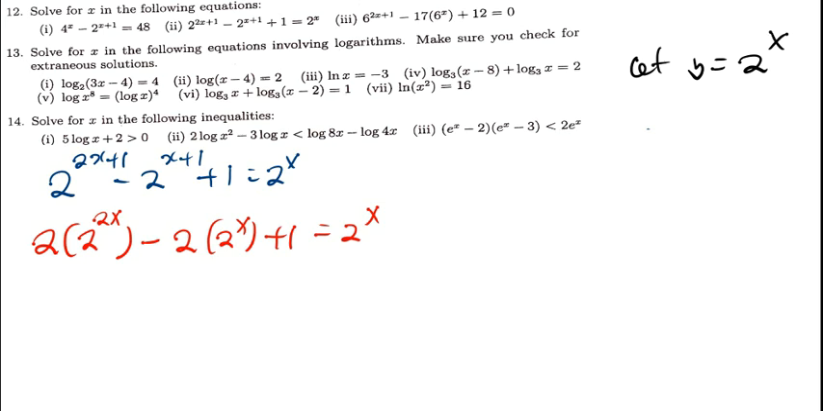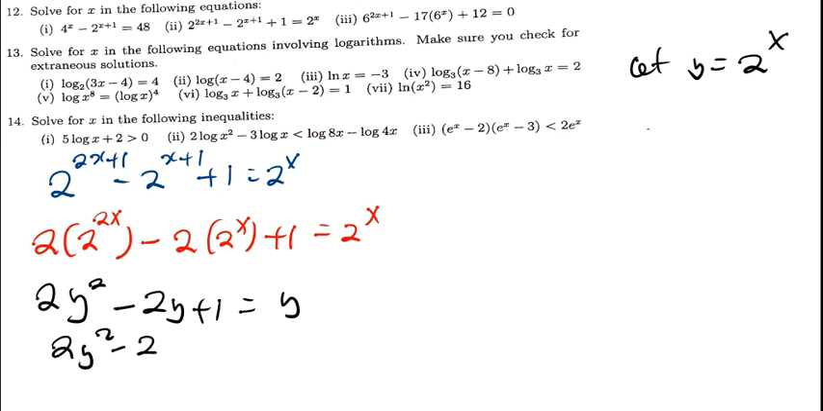Meaning, this is going to be 2y, because it is squared, so it's y squared, minus 2, where there is 2 to the power x, I put y, plus 1 is equal to y. Shift y to the other side, it will be 2y squared minus 2y, then minus y plus 1 is equal to 0. Then that is going to be 2y squared minus 3y plus 1 is equal to 0.